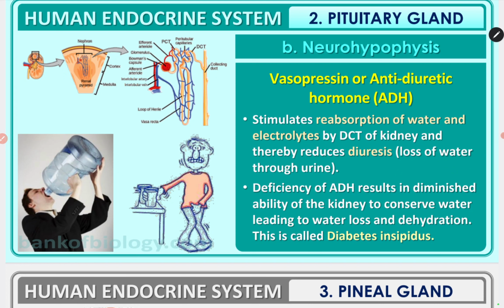Vasopressin or antidiuretic hormone, ADH. It stimulates reabsorption of water and electrolytes by the DCT, distal convoluted tubule of the kidney, and thereby reduces diuresis, that is loss of water through urine. Deficiency of ADH results in diminished ability of the kidney to conserve water, leading to water loss and dehydration. This is called diabetes insipidus. Remember the disease.